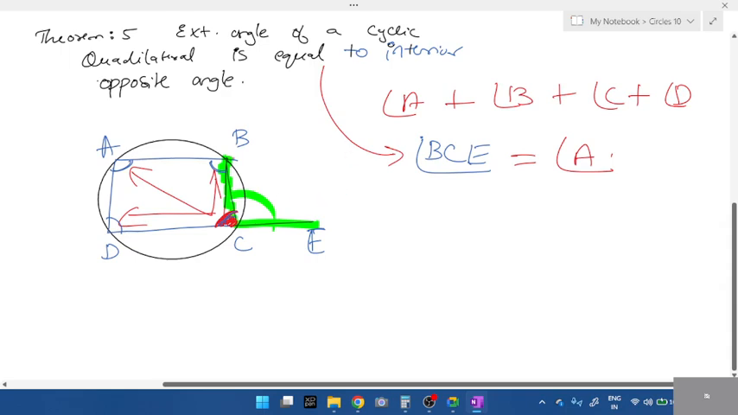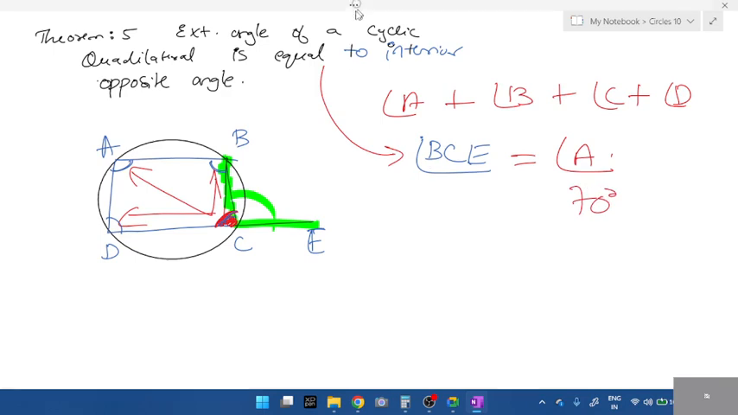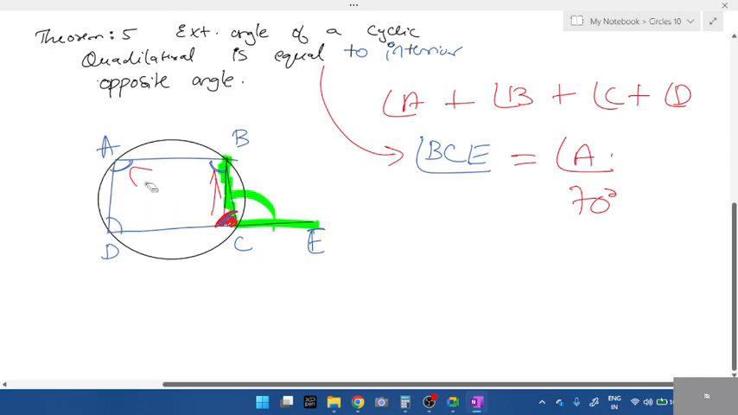Okay, this part's explanation I'll explain tomorrow. It's already time. I'll tell you why these two angles are equal. For now, just take these two. Now tell me the value, students. If angle A is 70 degrees, what about BCE? Yes, 70 degrees.